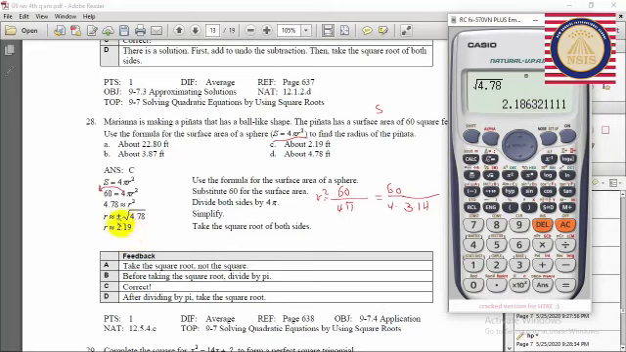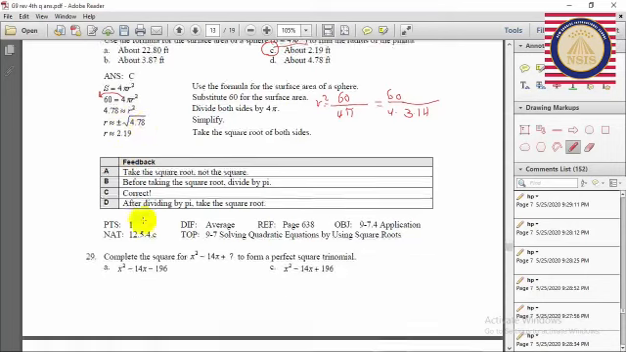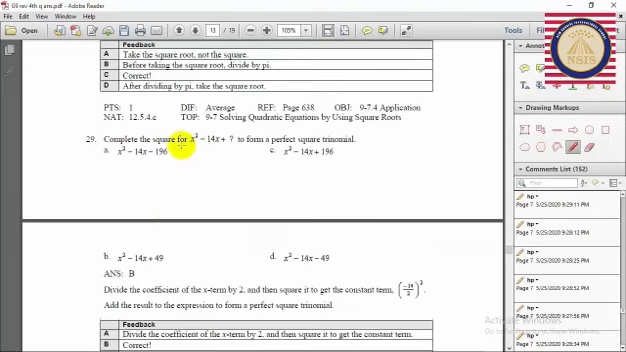2.19. Of course, there is no radius with negative value, so I will neglect the negative value, and I'm going to take only the positive value. So the positive value is 2.19, which is C. Okay, take care of this problem because it has multi-steps and is so important. Okay, very good. Complete the square.